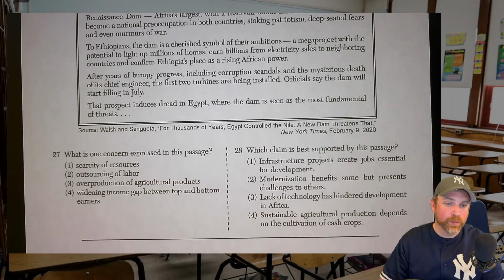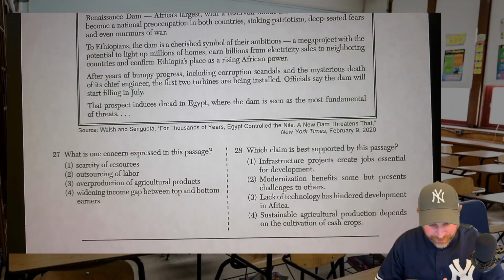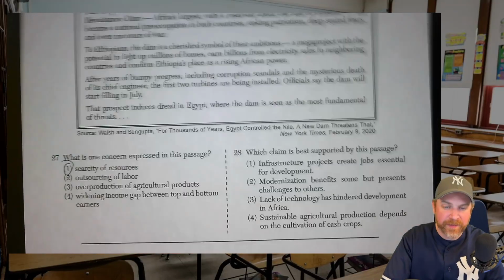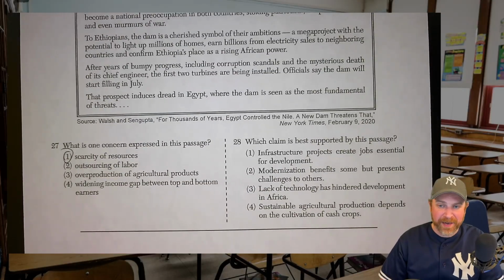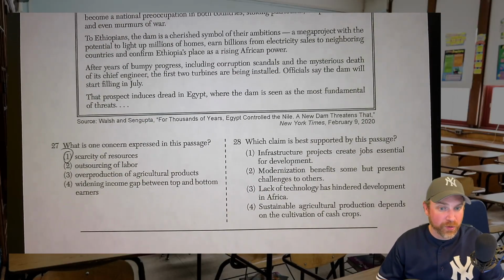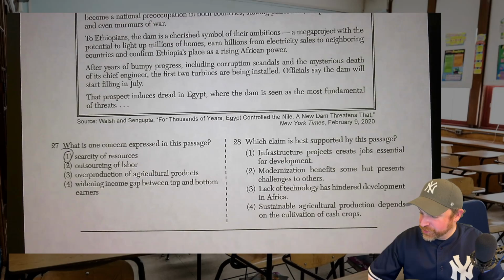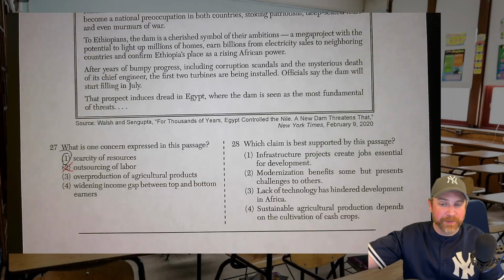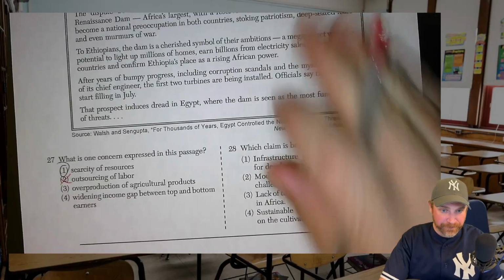So, 27. What is one concern expressed in this passage? It's certainly going to be choice 1, right? The scarcity of resources. Water is scarce, and countries will compete over the control over scarce resources. Outsourcing labor is not in the source. That's when factories maybe close in one part of the world and move to another because maybe they can hire workers at a lower pay rate. That's not happening in the source here.